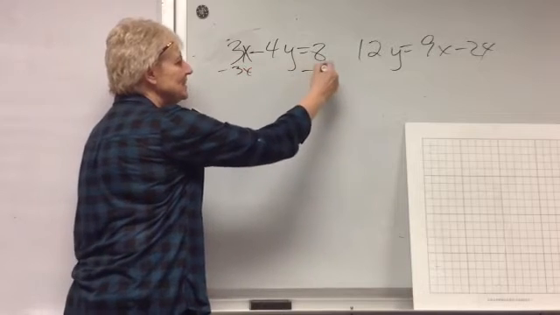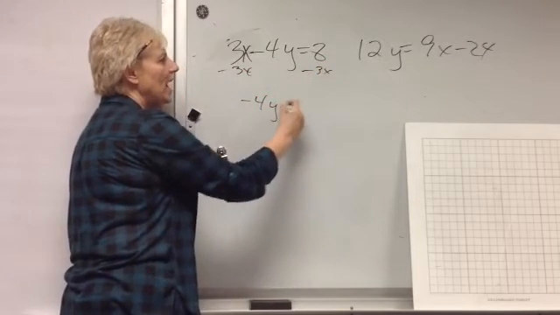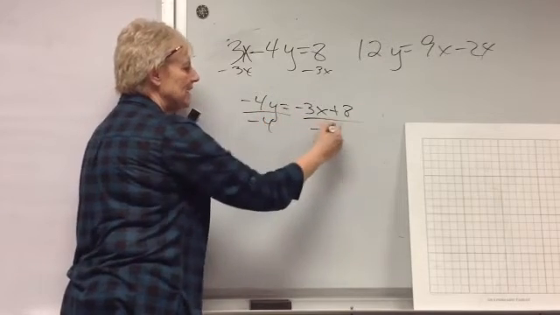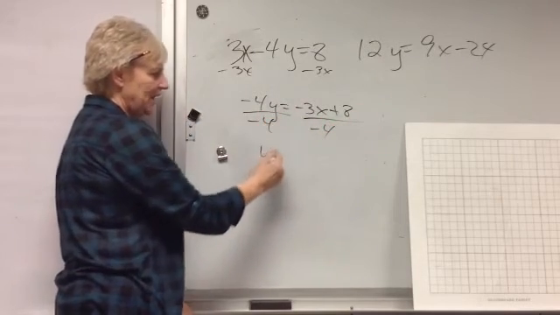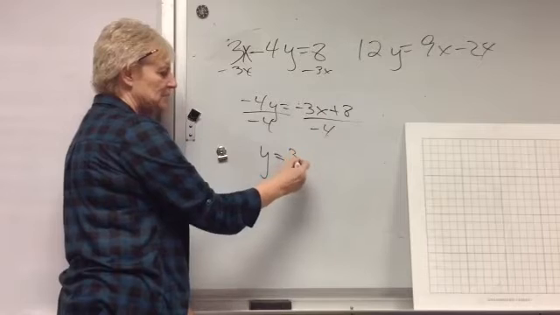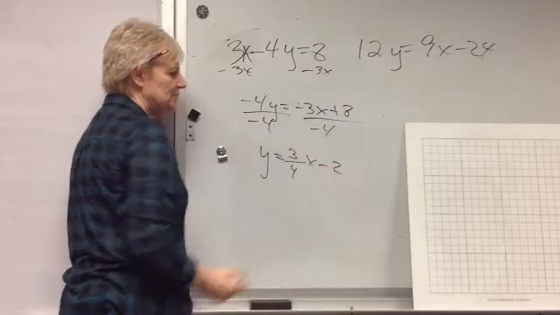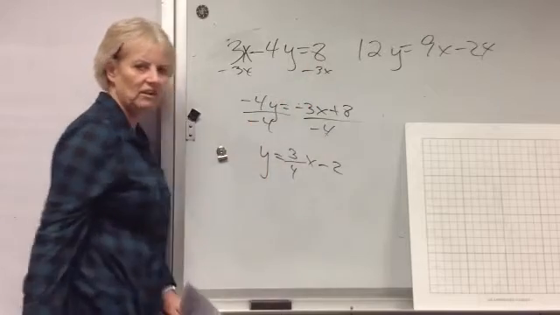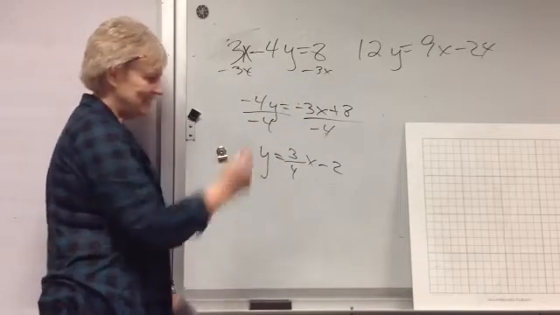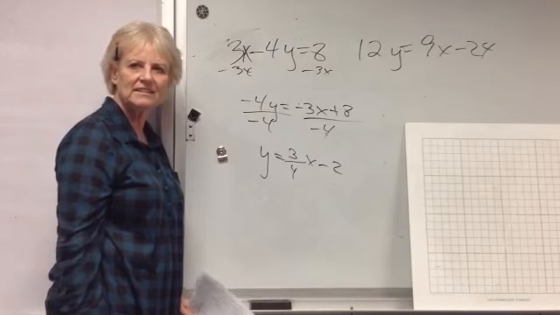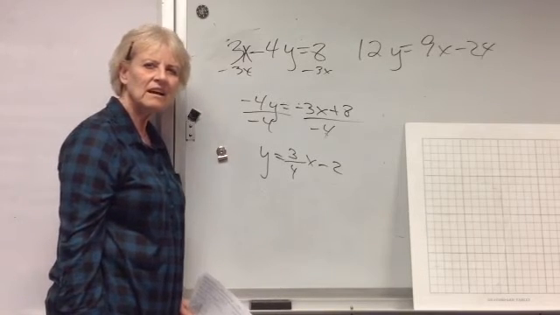Subtract 3x: negative 4y equals negative 3x plus 8. Divide everything by negative 4. Y equals: negative divided by negative is positive, positive divided by negative is negative. Guess what happens when I solve that for y? I get 3/4 x minus 2. It's the same line. So if it's the same line, then it's infinite solutions?